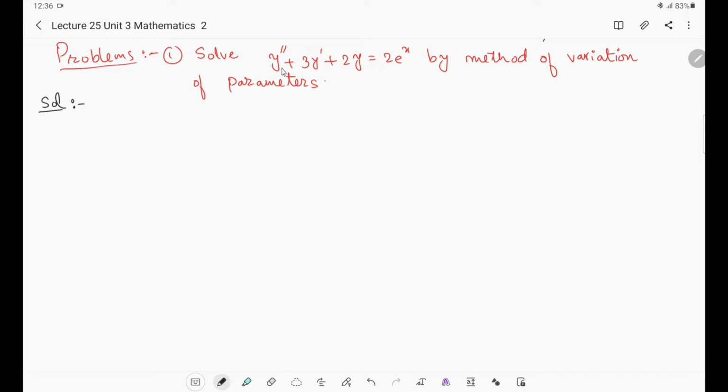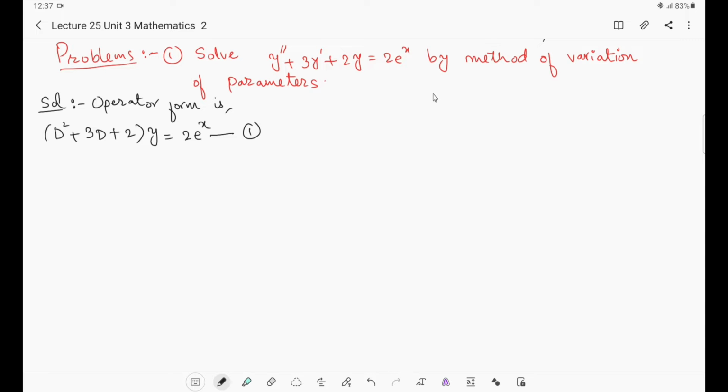So the given equation is y double dash plus 3y dash plus 2y equals 2 into e power x. Let us write it in operator form. The operator form is d square plus 3d plus 2 into y equals 2 into e power x, right. Consider this as equation 1, which is of the form f of d into y equals 2 into e power x, right. This differential equation can also be solved by using the previous methods.